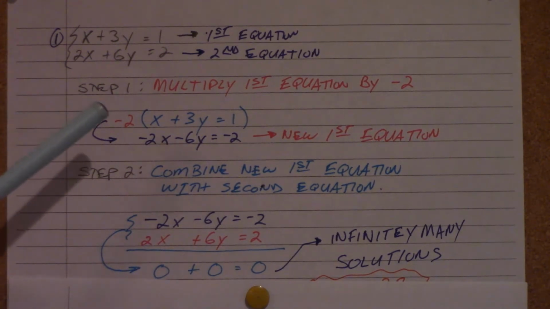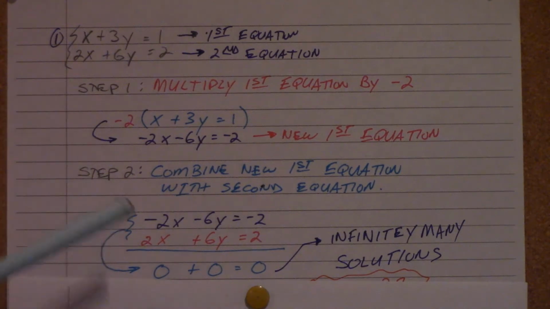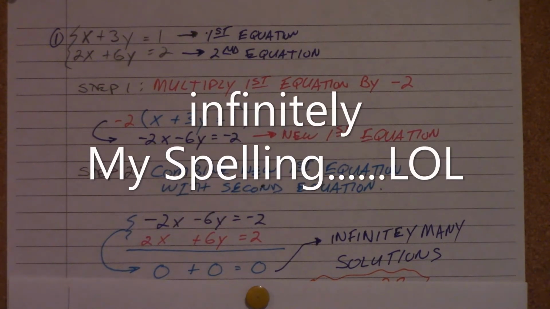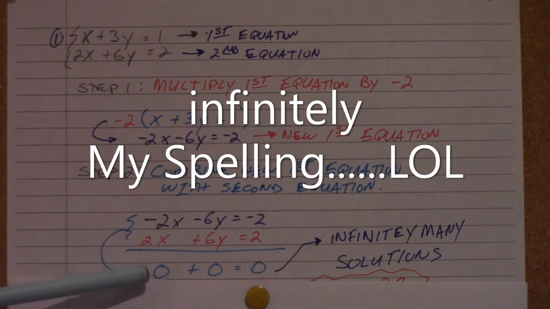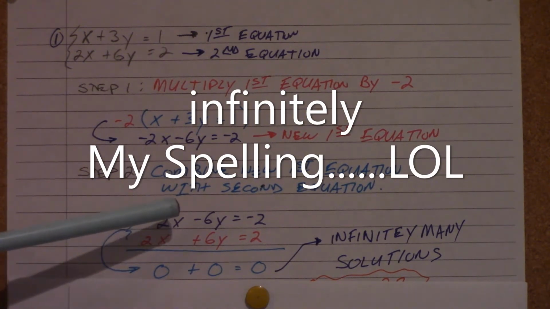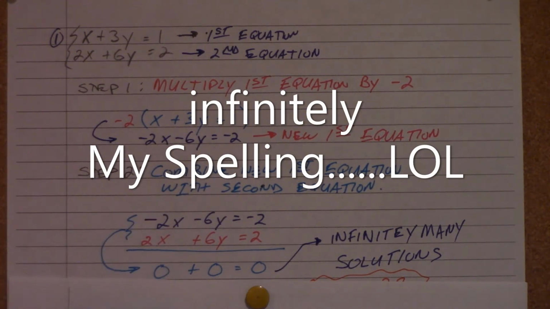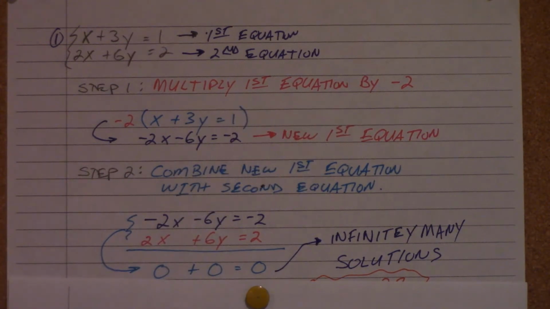Remember, every term inside the parentheses multiplies by what's on the outside. That's how we did that. So what ends up happening with the second equation, 2x plus 6y equals 2, we can now combine them. So a negative and a positive 2x ends up being 0. A negative 6y and a positive 6y is 0. And a negative 2 and a positive 2 is 0.